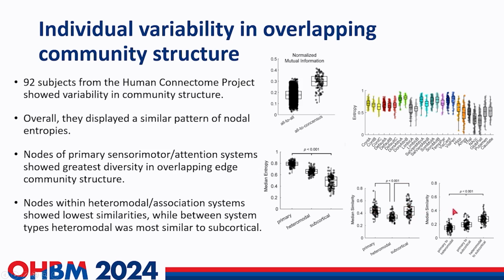And then stepping outside the main diagonal of that matrix, where we looked within the systems, now looking at the blocks between systems, we can see that edge community similarities between primary and heteromodal are actually the lowest. So they have the most variability. Those interactions between primary and heteromodal systems are the most variable, followed by primary to subcortical, and then heteromodal systems, the higher order systems, to the subcortical. The similarity of those profiles was the highest.